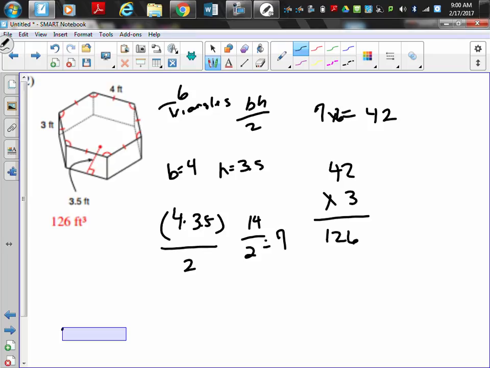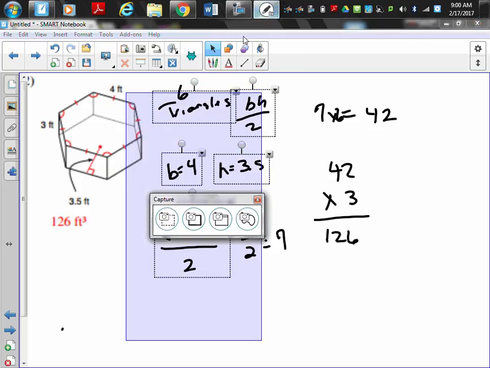So let's say you got your 3 and your 4 backwards. Say my base was 3. That would be what you circled in red. So wherever your mistake is, you circle it in red so you know where you made your mistake. Again, do not erase. Alright, so this video will be uploaded very shortly.